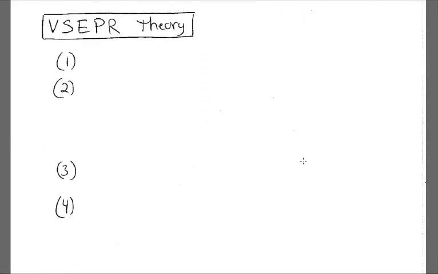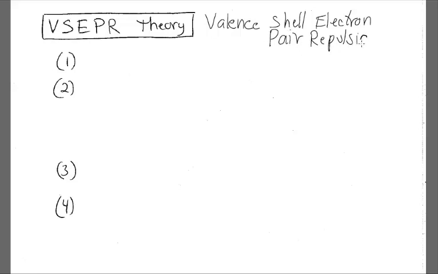Well, we use a theory called VSEPR theory, which stands for valence shell electron pair repulsion. And I'll explain that. All right, and there are some steps for VSEPR theory. The first one is draw a Lewis structure. So Lewis structures are the first step in finding out the shape of a molecule.